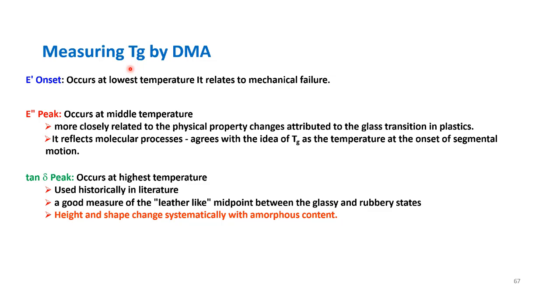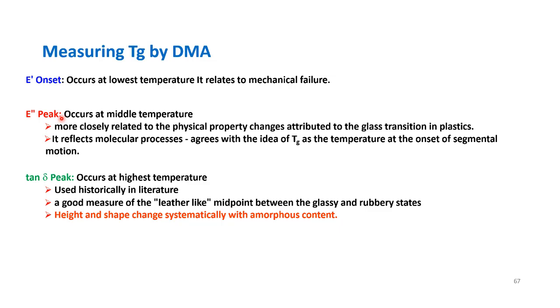So for measuring Tg, E' can be used for the E' onset. It occurs at low temperature. It relates to the mechanical failure. Then E'' peak. This will occur in the middle temperature, and it will give the physical property changes which are attributed to the glass transition in plastics, and it reflects the molecular processes which are there in the Tg as the temperature on the onset of the segmental motion.